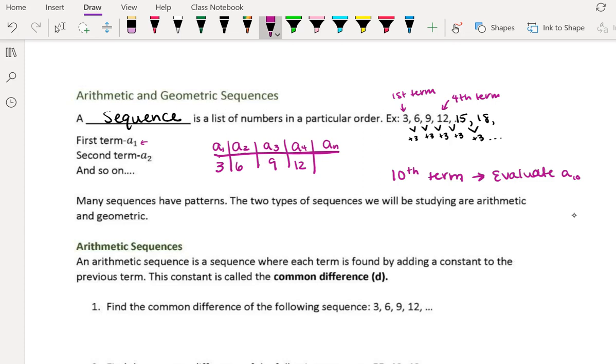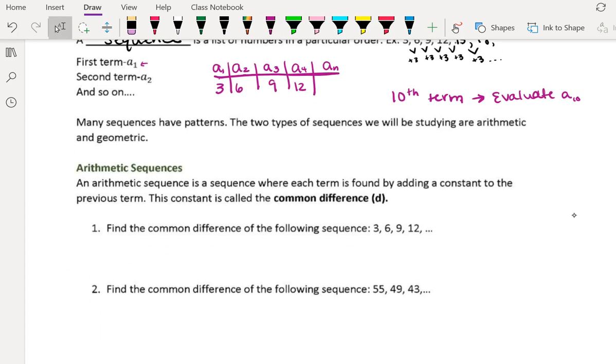I know it looks like arithmetic, but we happen to pronounce it a little bit different when we're talking about sequences. So an arithmetic sequence is a sequence where each term is found by adding a constant to the previous term. This constant is called the common difference. So the first sequence I gave you, 3, 6, 9, 12, is an arithmetic sequence because I am adding 3 each time I continue. So we would say that d is equal to 3.